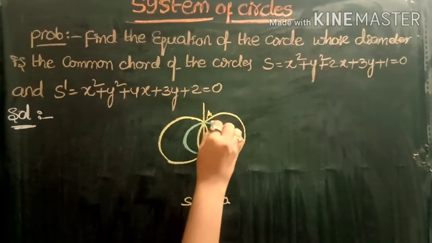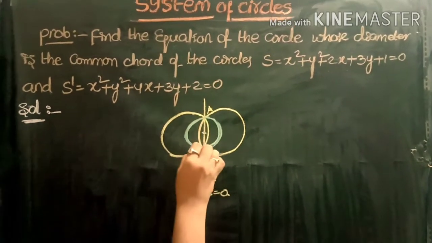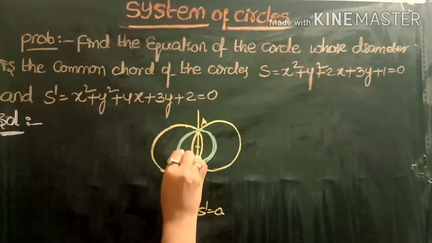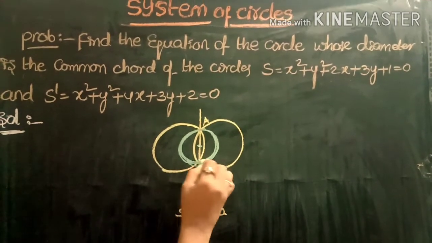We want to find the equation of this circle given that the common chord is the diameter of this circle, that is, the center of this required circle lies on the common chord. That is the given condition. Now we want to find the equation of this circle.